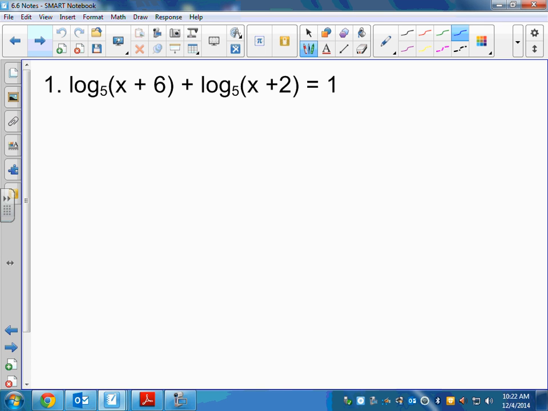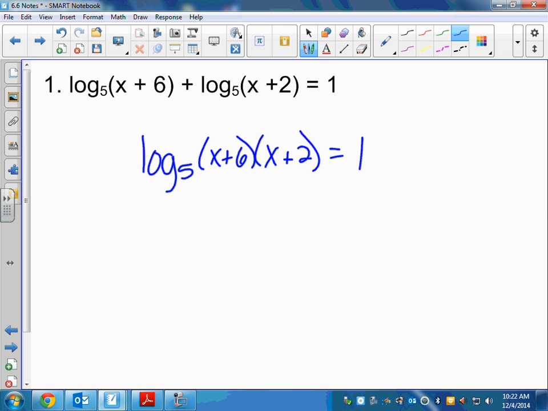When you see addition or subtraction of logarithms, you want to use the property that I taught you yesterday. When I see addition, right away I think, can I put those logs together back as multiplication? Yes. So I could write this as log base 5 of (x plus 6) times (x plus 2) equals 1. And now you have options.